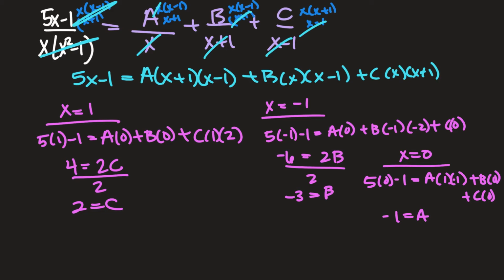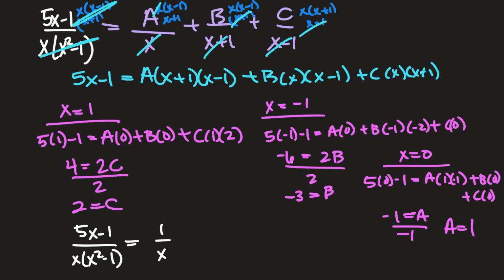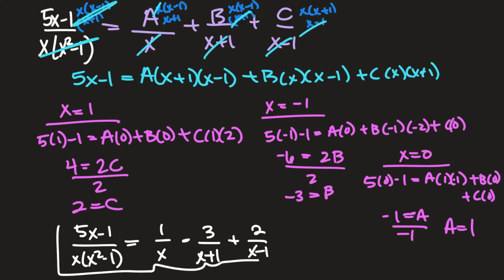Oh, this should have been negative 1, negative a, and then a is equal to 1. So the last thing is to just write our problem back out. So (5x minus 1) over x times (x squared minus 1) is equal to a over x. So a is 1 over x. B is negative 3, so I'm going to do negative 3 over x plus 1. And c, so plus 2 over x minus 1. And that is my final answer.